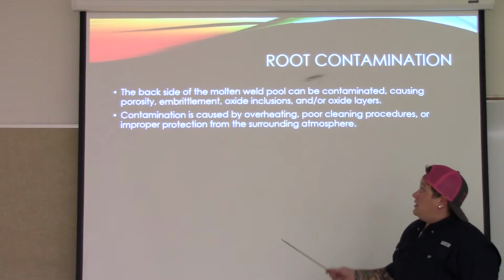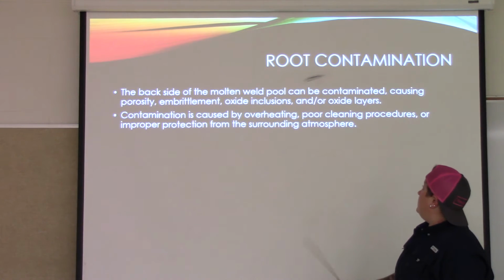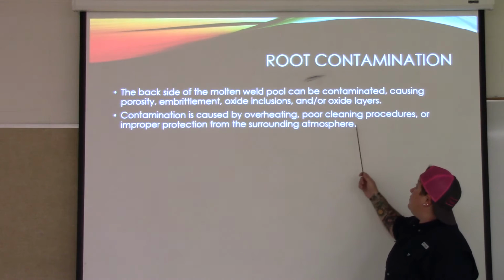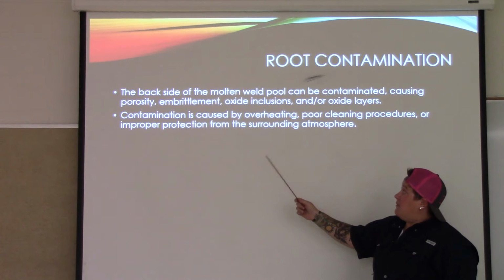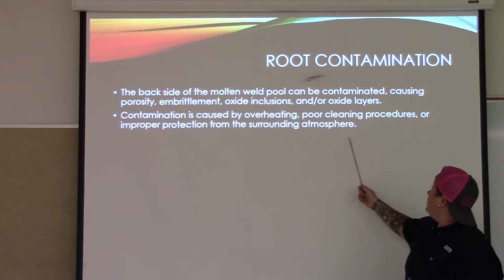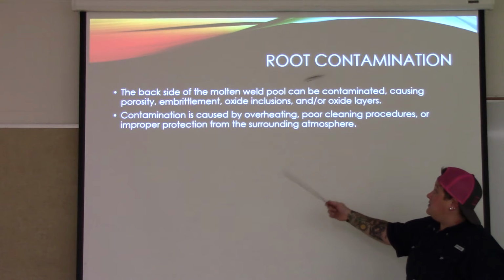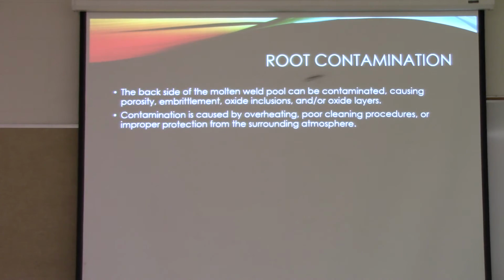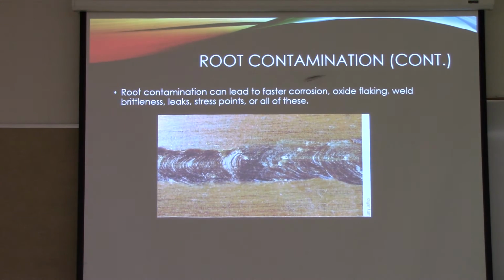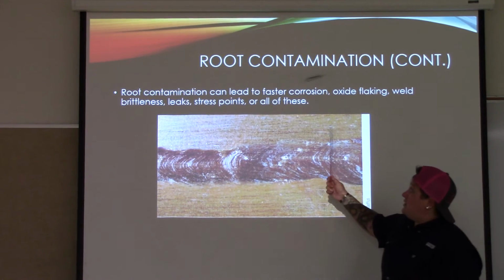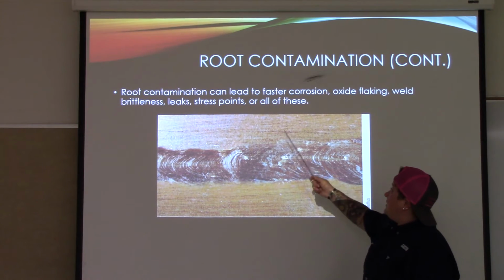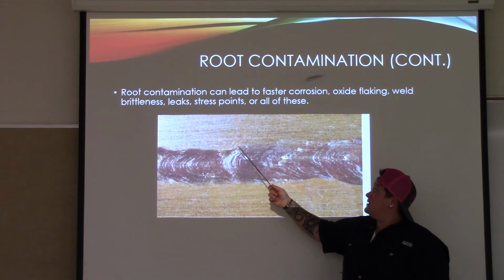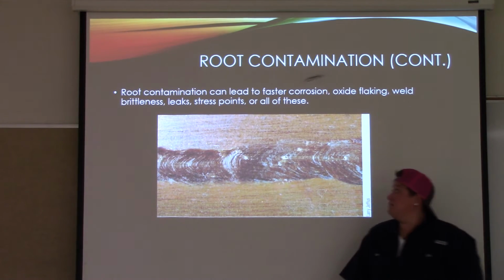Root contamination. The backside of the molten weld pool can be contaminated, causing porosity, embrittlement, oxide inclusions, and/or oxide layers. Contamination is caused by overheating, poor cleaning procedures, or improper protection from the surrounding atmosphere. Root contamination continued. Root contamination can lead to faster corrosion, oxide flaking, weld brittleness, leaks, stress points, or all of these.